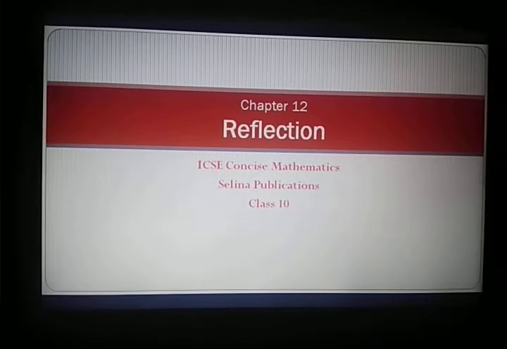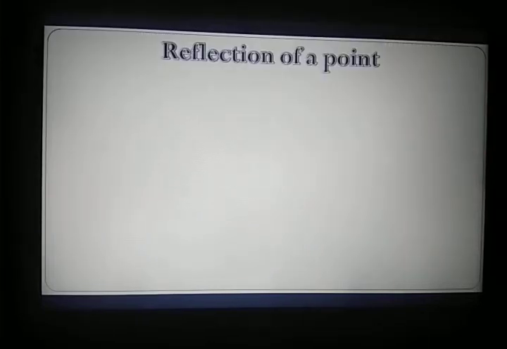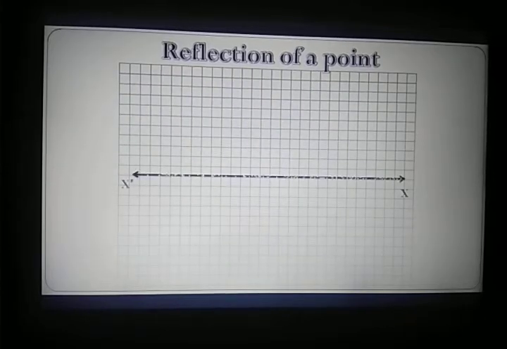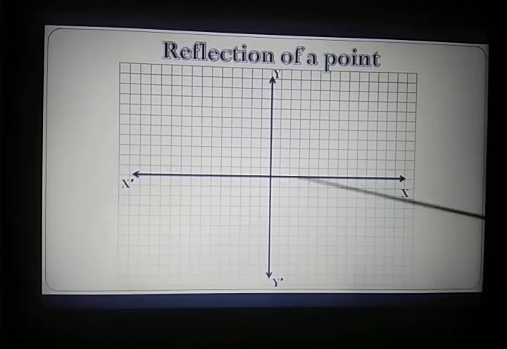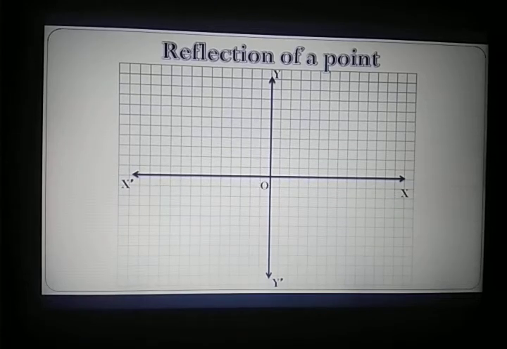Now we will first understand the reflection of a point in a Cartesian coordinate system, which you are familiar with from your class 9 coordinate geometry. So let's take a graph sheet and draw these two lines. This horizontal line is called the x-axis and this vertical line is called the y-axis, and this point of intersection is known as the origin and it is denoted as O.